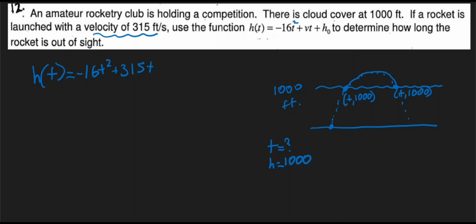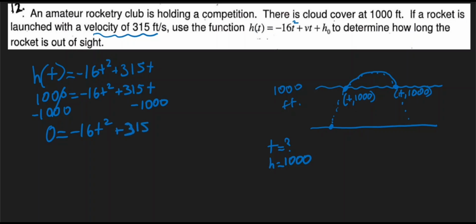So let's plug in 1,000 for our height value, and that's equivalent to negative 16 t squared plus 315 t. Okay, so to solve for time, let's subtract away 1,000 on both sides. And that gives us 0 is equivalent to negative 16 t squared plus 315 t minus 1,000. Okay, so we cannot divide everything by a common factor for this, so let's plug everything into our quadratic formula.